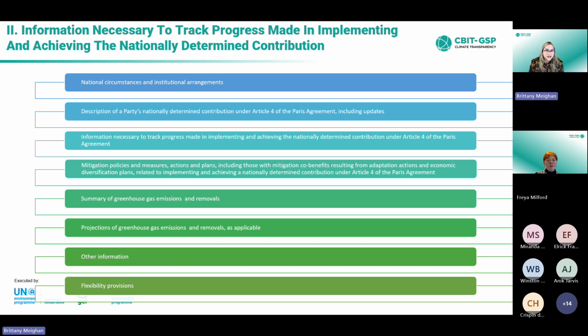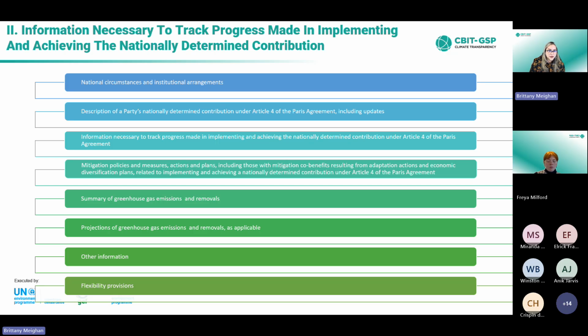And then you also have a section on mitigation policies and measures, actions, and plans. So these are your PAMs, and these include mitigation co-benefits, like adaptation actions and economic co-benefits that are related to implementing your NDC. So these are additional to the indicators that you choose to track progress on your NDC. These could be any other policies and measures.